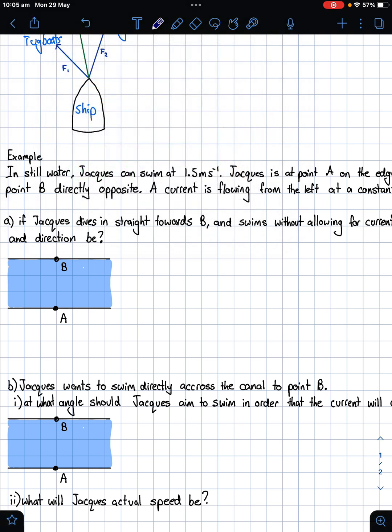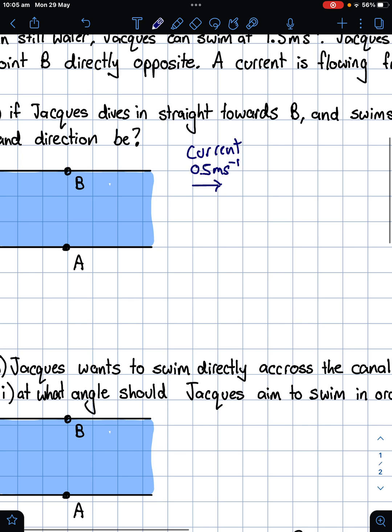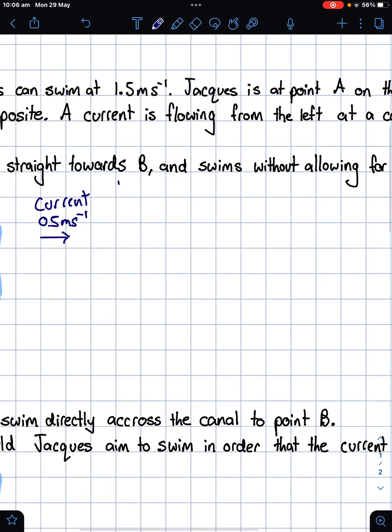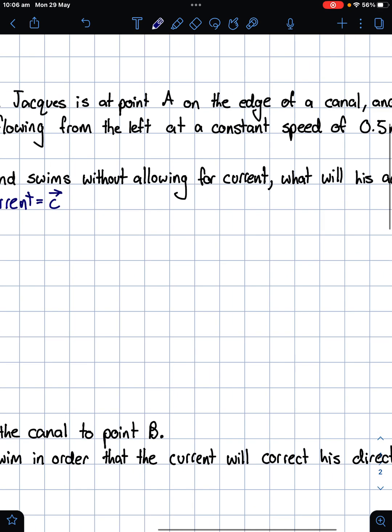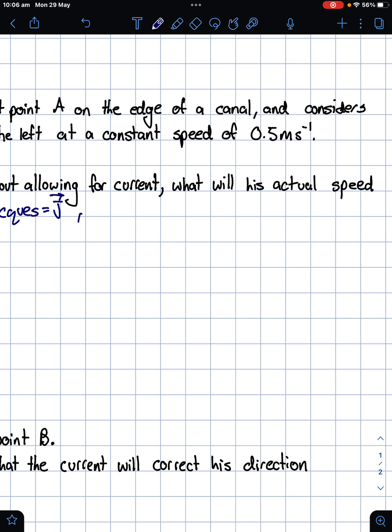So if we consider this here, let's go to this nice dark one. We've got a vector already going this way. We've got this current here that's 0.5 meters per second, and that's the current. So we've got to consider how we're going to label this whole problem. In this one, let the current equal C vector, let Jakers equal J with an arrow at the top, and I'm going to pick R for the resultant vector.